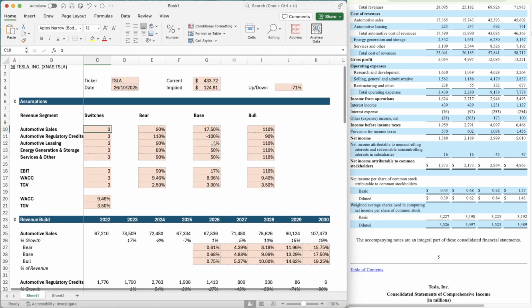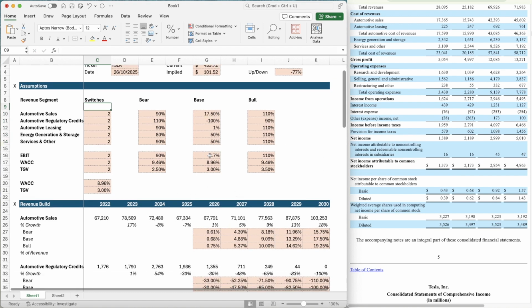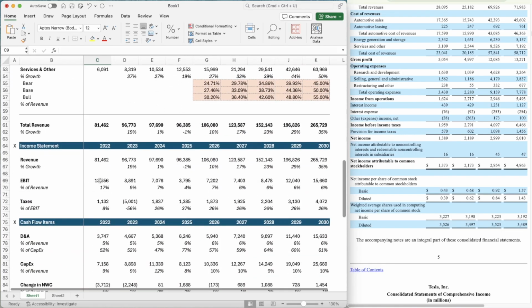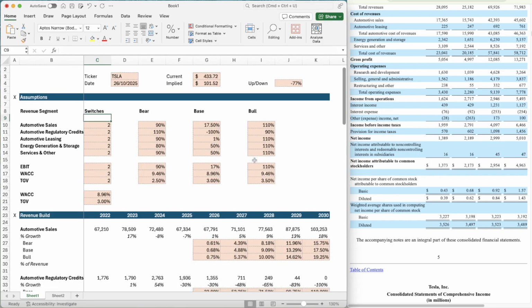Let's see what it would be on a really bearish scenario. 66. Wow. I mean, this all hinges on this EBIT margin being able to come back to the 2022 level, and then be able to grow from that. They would expect the full self-driving and the robot to be able to take it back into more higher margin territory.